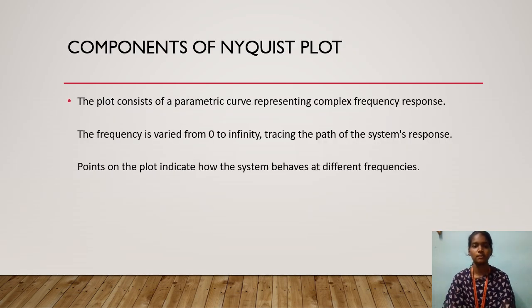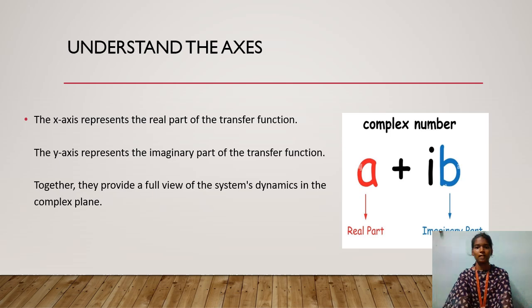Components of Nyquist plot. The plot consists of a parametric curve representing the complex frequency response. The frequency is varied from 0 to infinity, tracing the path of the system's response. Points on the plot indicate how the system behaves at different frequencies.